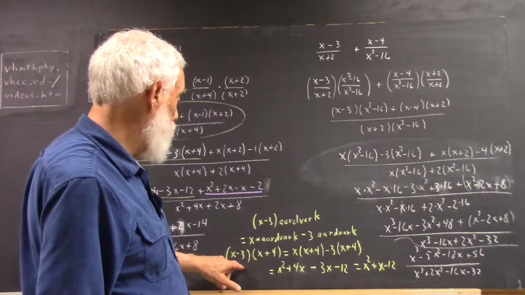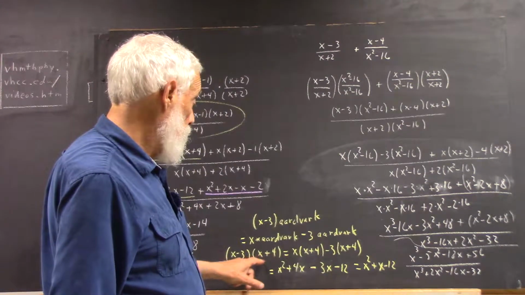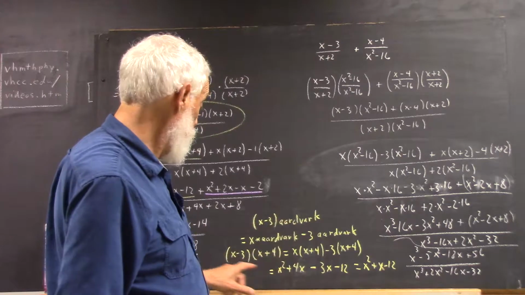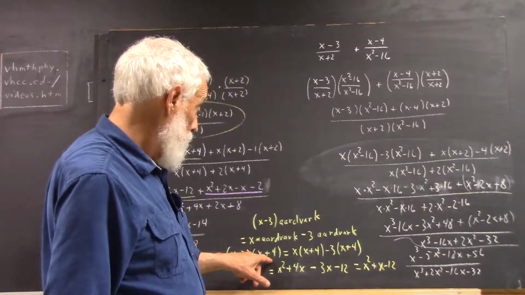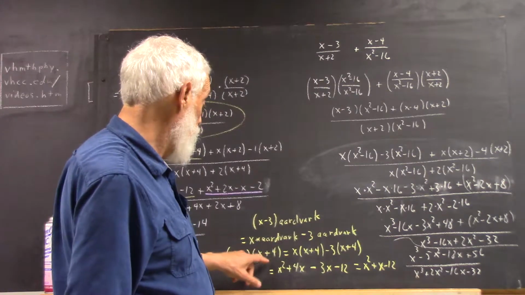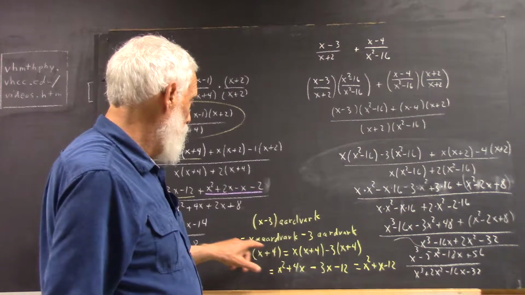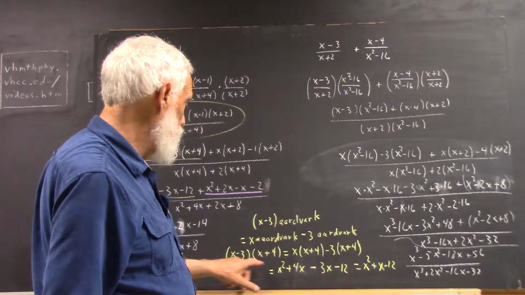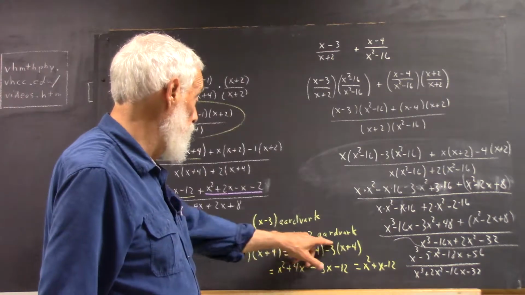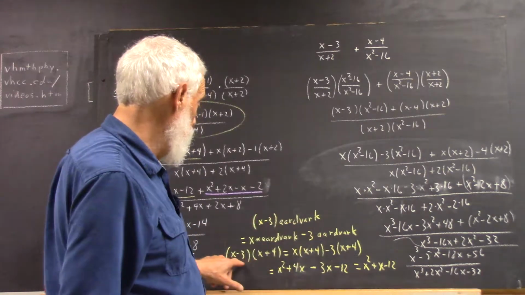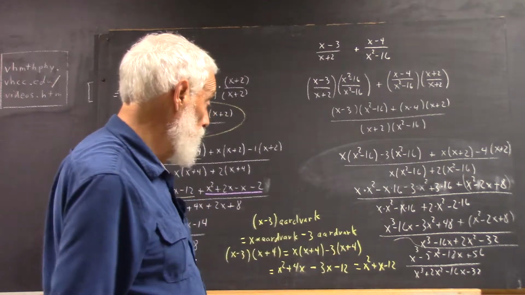So what is x minus 3 times x plus 4? Well, treat x plus 4 as your aardvark. It's going to be x times aardvark minus 3 times aardvark, right? But now, instead of aardvark, we're going to write x plus 4 because that's what aardvark is standing for. And we have, instead of x times aardvark, x times x plus 4. Instead of negative 3 times aardvark, we have negative 3 times x plus 4.